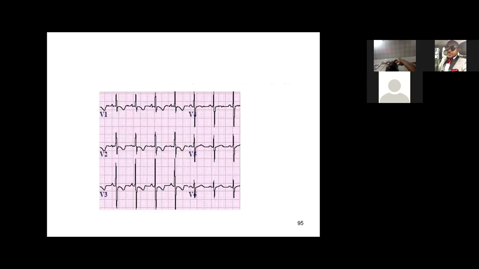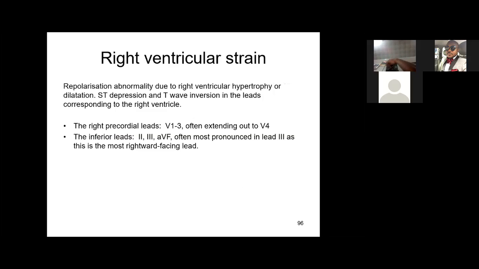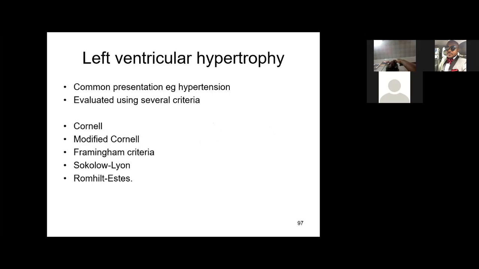This is an example of right ventricular hypertrophy with right ventricular strain, a repolarization abnormality due to right ventricular hypertrophy or dilatation. There are ST segment and T wave inversions in the leads which correspond to the right ventricle: the right precordial leads, V1 to V3, often extending out to V4, and the inferior leads, 1, 2, 3, aVF, often most pronounced in leads 2, 3. Rather, this is the most rightward facing lead. Remember our diagrams of leads and the areas they represent.